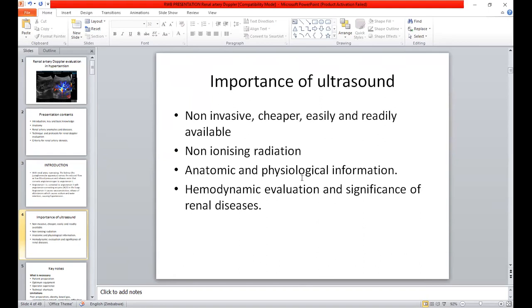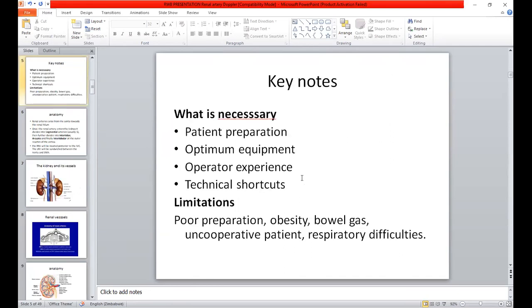But ultrasound is non-invasive, is very cheap, and is readily and easily available. It uses non-ionizing radiation, and using ultrasound, we can also look at the anatomic and physiological information about the kidneys. We can also evaluate the hemodynamics of the renal vessels using ultrasound. So all this is what makes ultrasound evaluation of the kidneys very important and very useful in the medical field, especially for hypertensive patients.